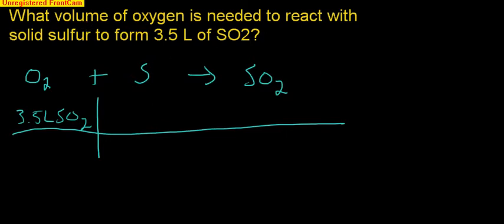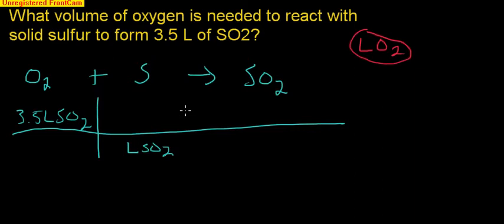So let's try a different color here. We'll put this on the right. So we're looking for liters of O2. This is the unit that we're going for, liters of O2, because it says what volume of oxygen, and volume is measured in liters. So let's choose our teal color again, or Carolina blue. I want to cancel out liters of SO2, so I'm going to put liters of SO2 on the bottom.